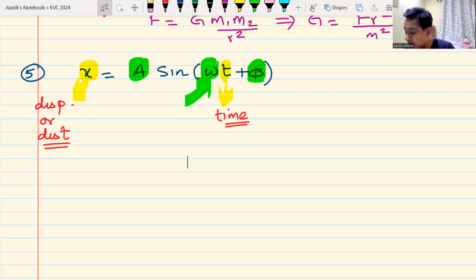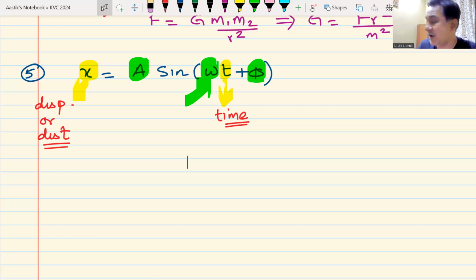A is equal to L, that is correct. What about this? Omega, no dimension. It's not W, it's omega. Yes, omega, no dimension. No, that is wrong. Phi, no dimension. Phi is no dimension. A is L, that is correct. What about omega? This looks like W, but it's not W. No dimension? No, it has got a dimension.